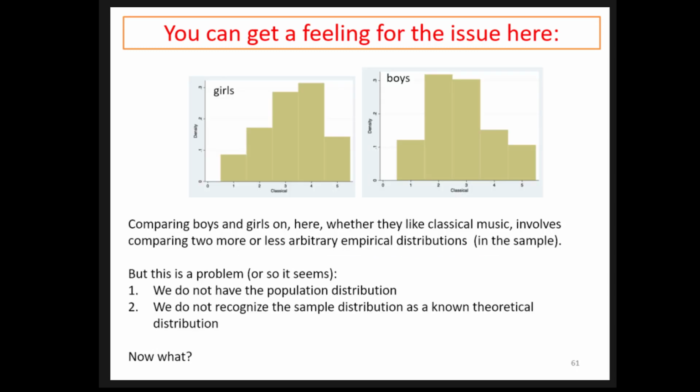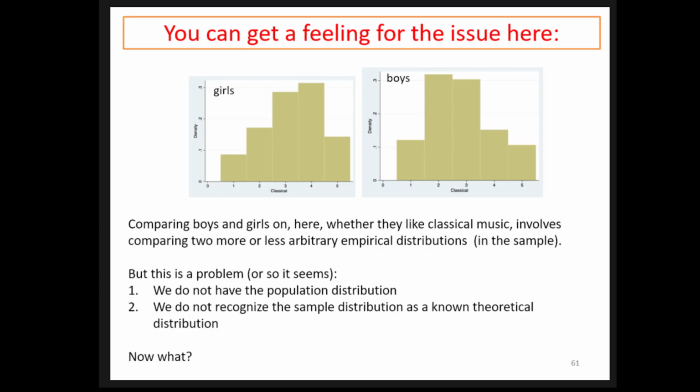For instance, something like this. Well, here we have girls and boys, and this is the extent to which they like classical music. We have no idea about what the population distribution looks like, and we certainly see here that this is not resembling any distribution that I know, certainly also not a normal distribution. That would be a totally different shape here. So there is nothing that I can do here. It doesn't look like anything that I know.